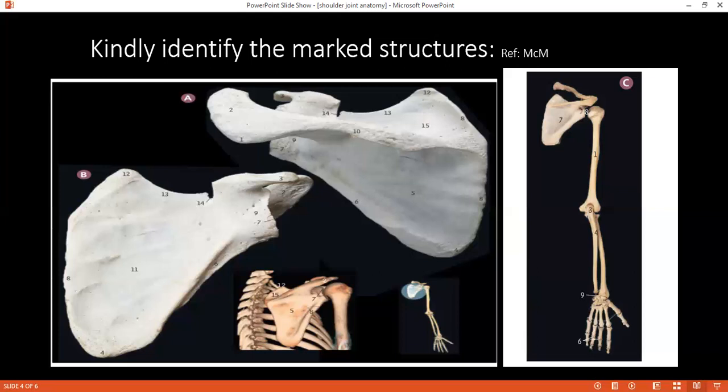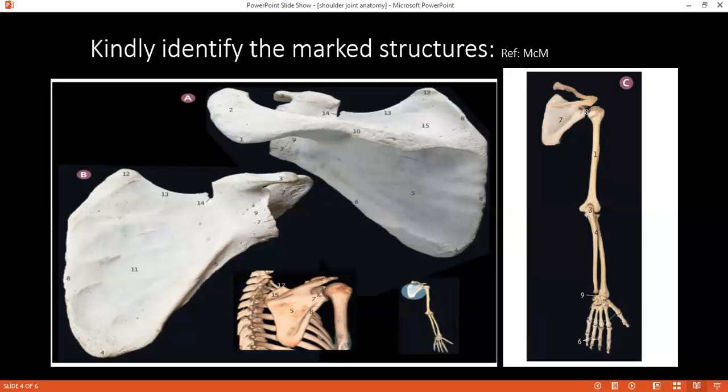Okay, the boundary will be the long head of triceps. Sorry, it will be medial, and the humerus will be lateral, and the teres minor from superior and inferior teres major.